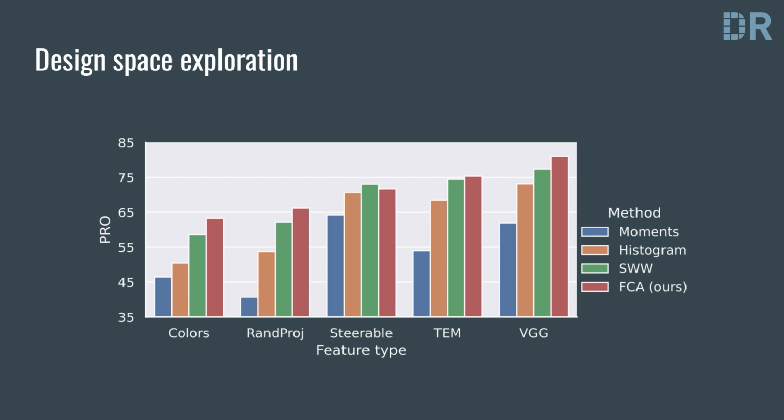In this figure, you can observe the results of our design space exploration. Namely, we analyze how various feature extractors and the methods for comparing patch statistics affect performance. Notably, the improvement brought by our FCA over trivial alternatives is consistent across several types of features, speaking to the robustness of our approach.